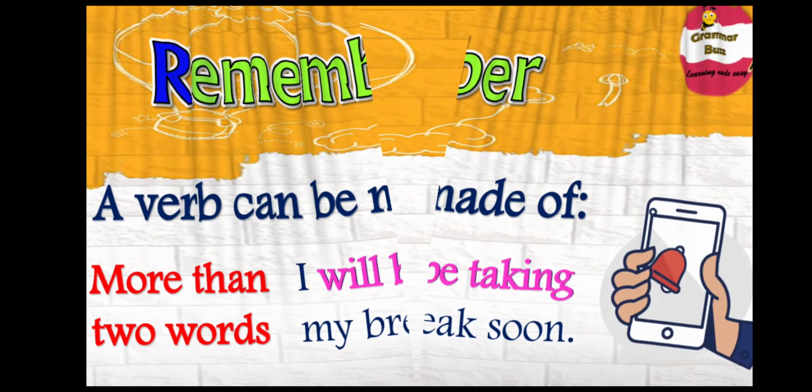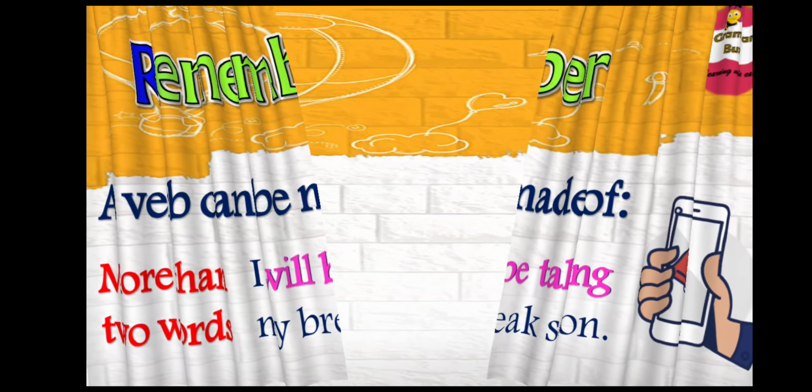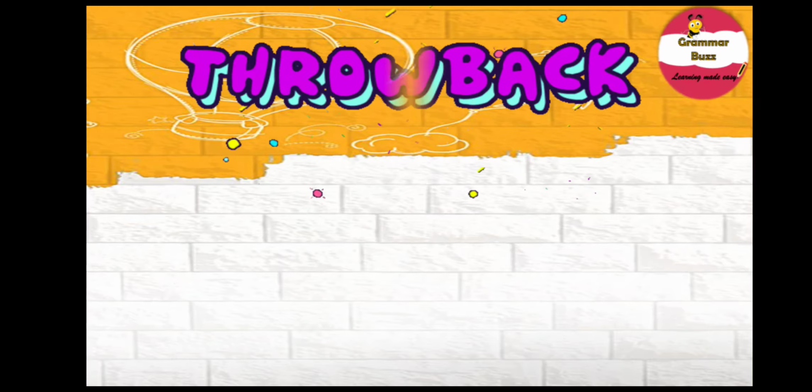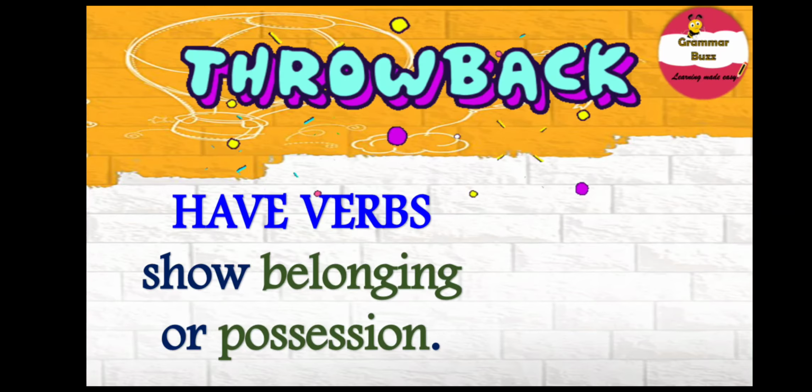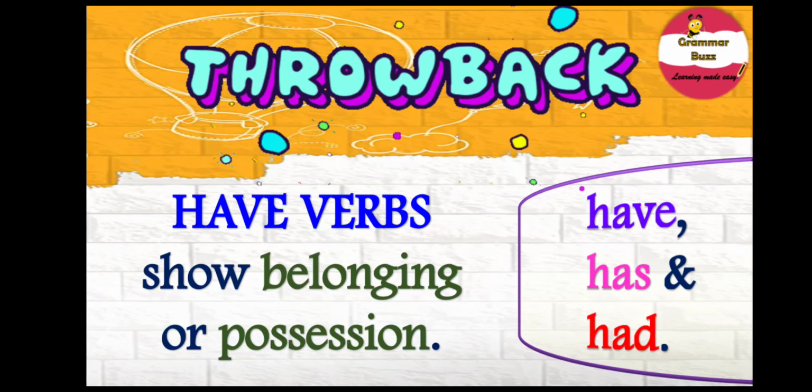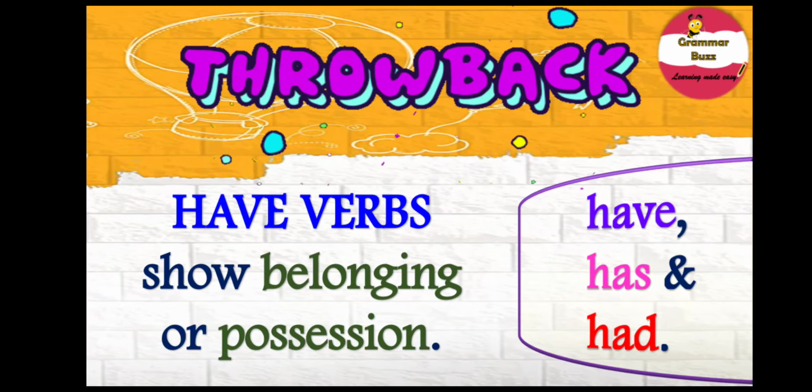Okay, I think it is time for some throwback. So, what do we need to remember here? Well, we need to remember that have verbs show belonging or possession. The word have tells that it shows some kind of belonging or possession. And there are 3 forms of have verbs, and they are have, has and had. We use have and has for present time, had for past time, and will or shall have for future time. Isn't that simple for you to remember?